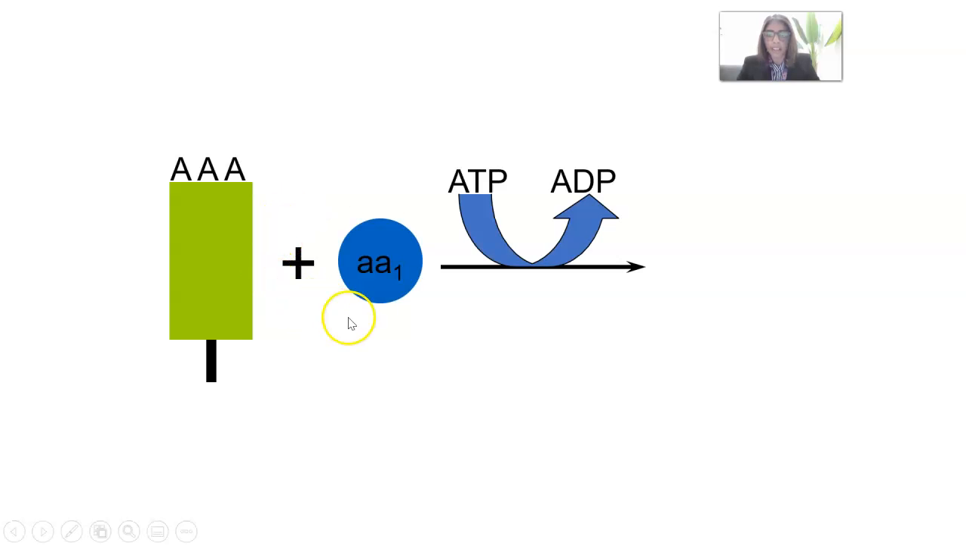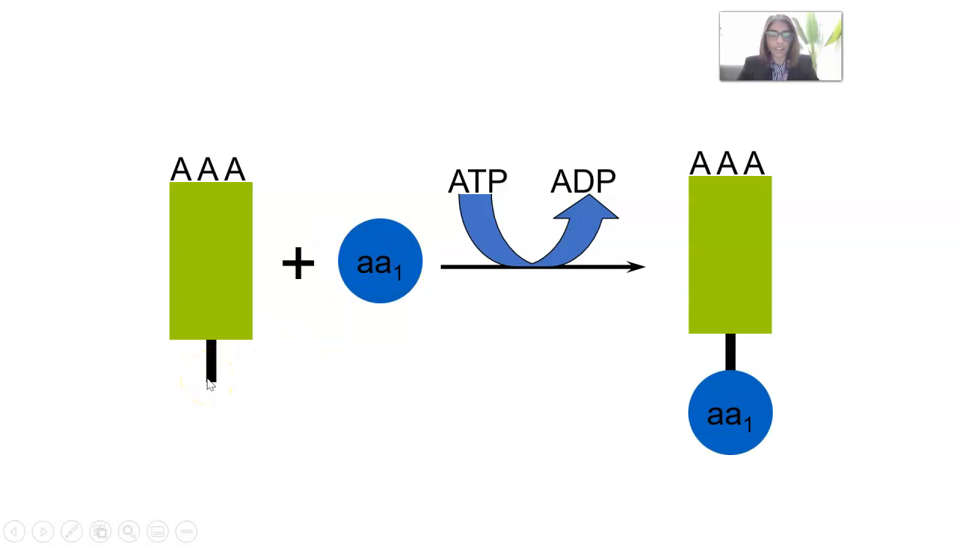Now, what's happening in the cytoplasm, just to let you know, is that we have a free amino acid that wants to attach onto its tRNA molecule so that it can go back and do protein synthesis again, and this process also consumes energy.